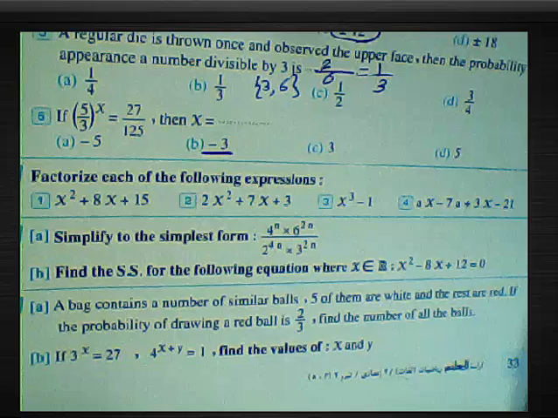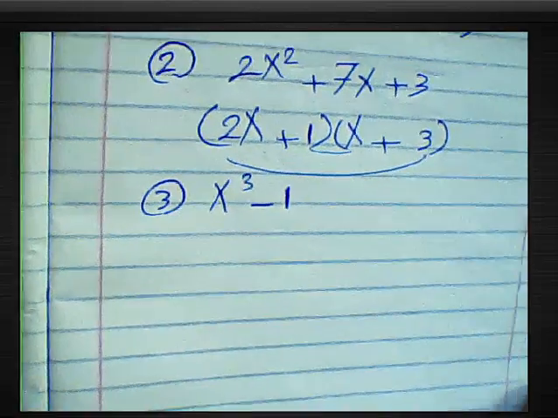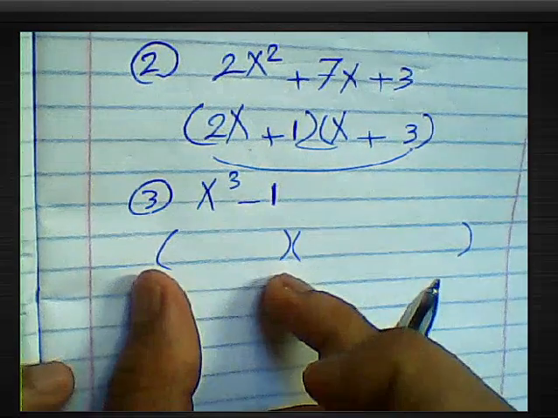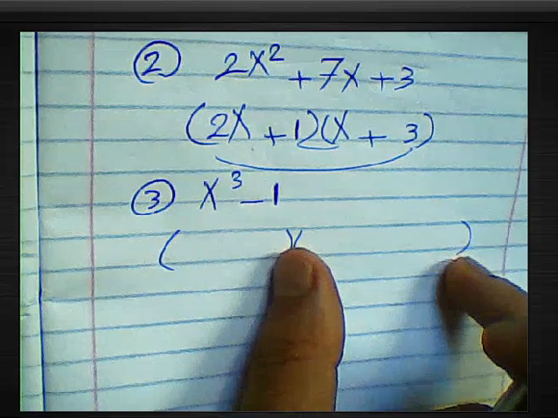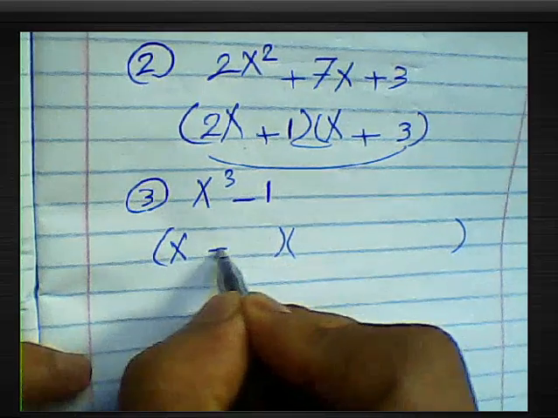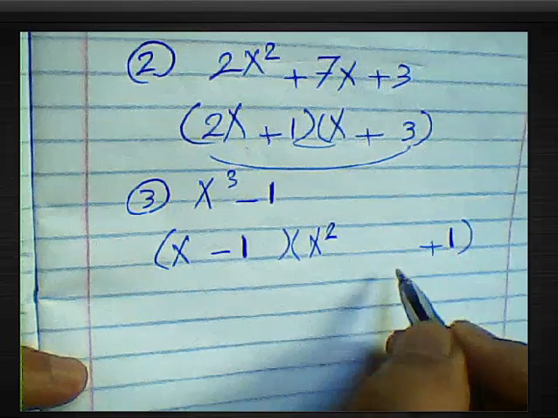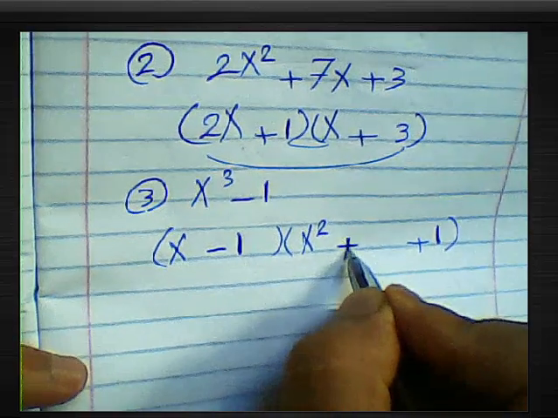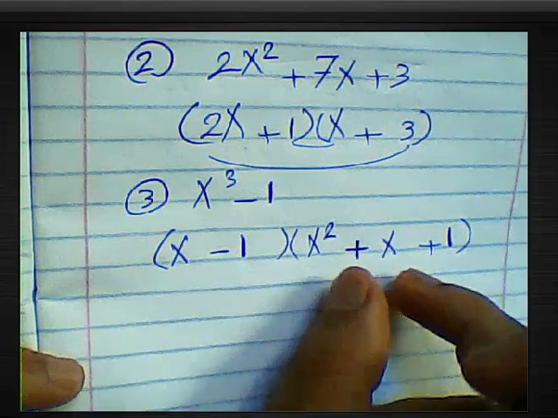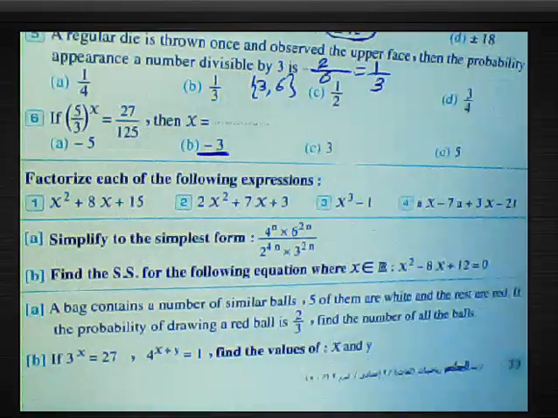Question number 3, x power 3 subtract 1. We can factorize this expression. Open two parentheses. The first bracket will be small and the other will be greater. x power 3 subtract 1 will be x subtract 1. x power 2, it will be x power 2, negative 1 power 2 will be positive 1, and we must write positive x. The middle term, negative 1 times x times negative 1, will be positive x.